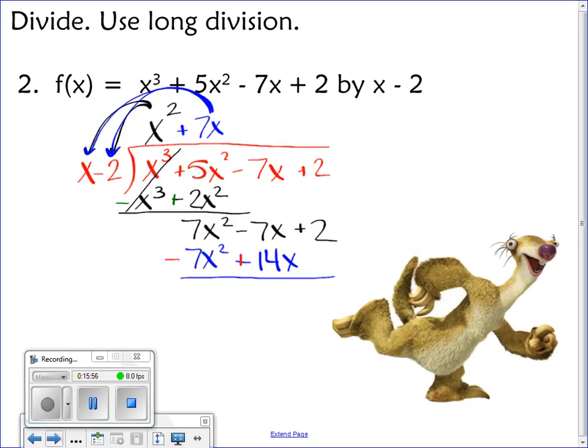First terms better cancel. Negative 7x plus 14x is 7x, and then bring down the plus 2. And we start again. What do you multiply x by to get 7x? Plus 7. 7 times x.